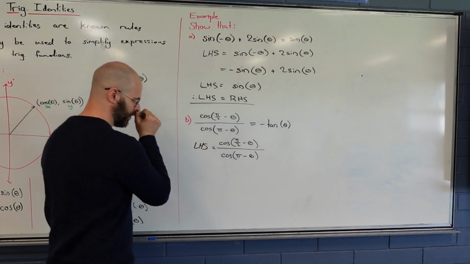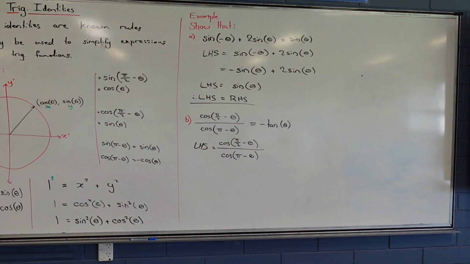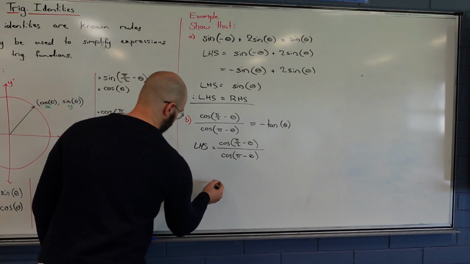Okay, looking at this, you always want to make it so that their theta is the same as the target theta on the RHS. In this case, for us, it's going to be theta. So we need to turn cos of pi on 2 take theta into just something of theta. And the denominator, cos of pi take theta, you want to turn into something of theta there. What one can we tackle first, Zoe? What will we turn it into?